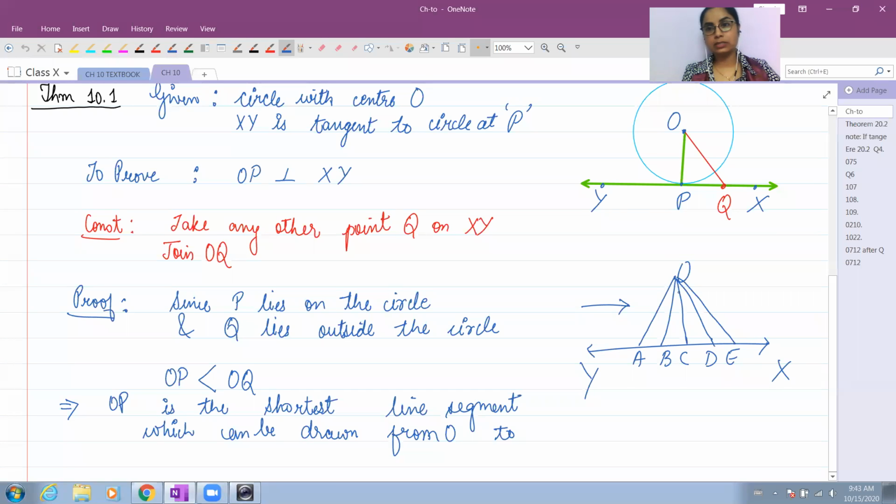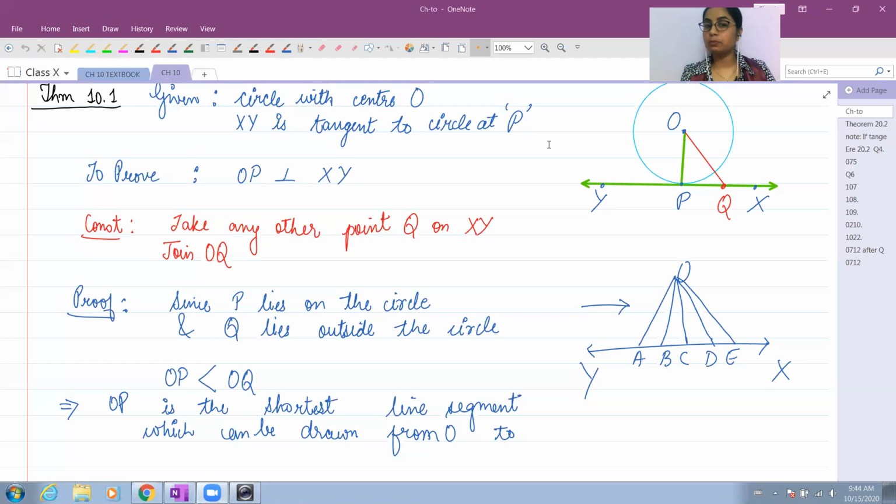If we want to connect O with XY, or in other words, we are checking the distance of O from XY, so I can draw multiple lines from O to reach XY. Out of all these line segments that I can draw, the one which is shortest will be the perpendicular. So that's the logic I'm going to use here: if we try to connect the center of our circle with the tangent, all the line segments formed will be longer than OP, because all the other points will be outside the circle other than P.